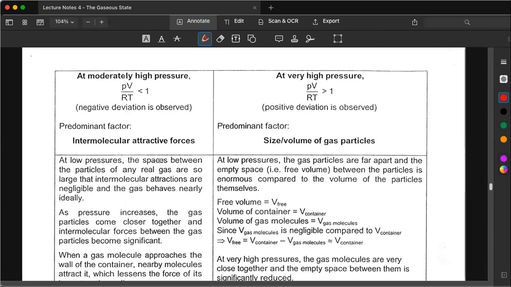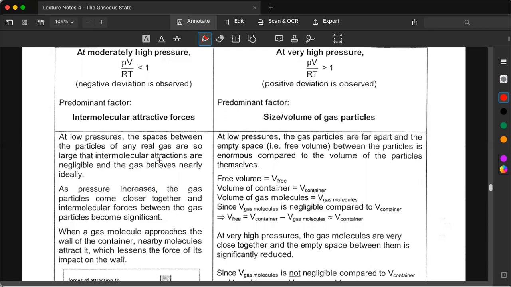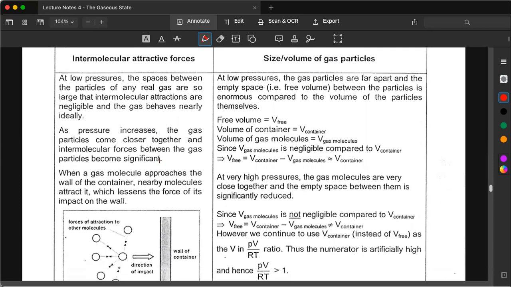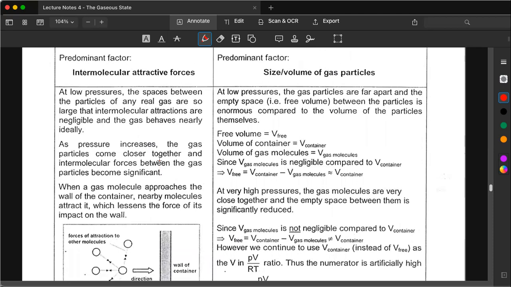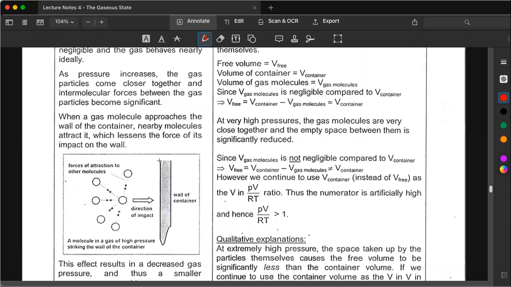So at low pressure, the space between the particles of any real gas is so large that intermolecular attractions are negligible and the gas behaves nearly ideally. As you increase the pressure, the gas particles come closer together and the intermolecular forces between them become significant. When a gas molecule approaches the wall of the container, nearby molecules attract it, which lessens the force of its impact on the wall.